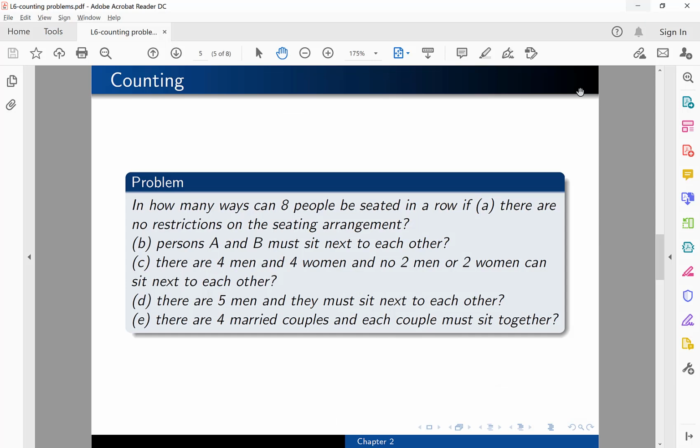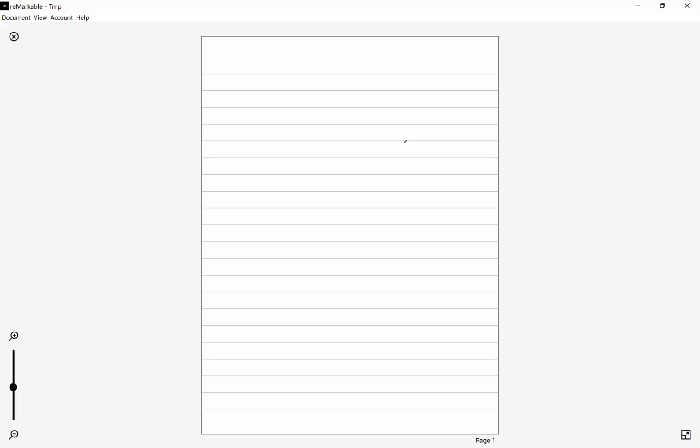Okay, so that's part C. Part D, there are 5 men and they must sit next to each other. So again, 1, 2, 3, 4, 5, 6, 7, 8. Now there are 5 men and they have to sit beside each other. So this is one possibility. 1, 2, 3, 4, 5. So I have all of these men sitting here. And all of the women obviously go in these last three positions.